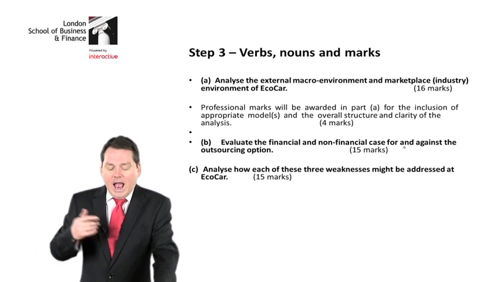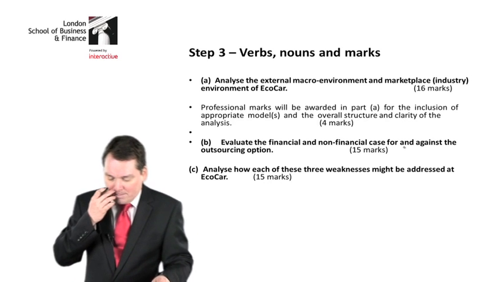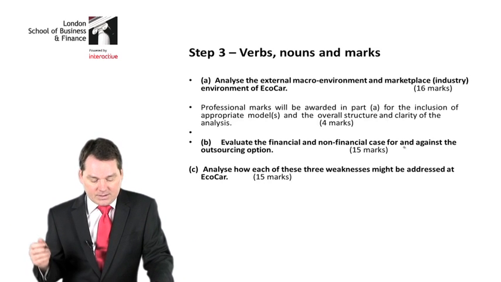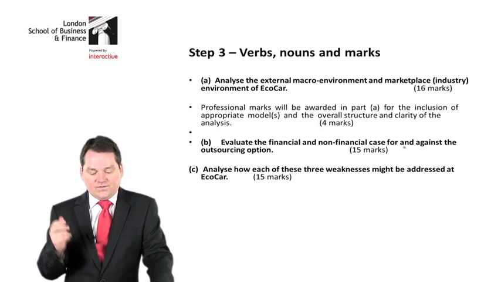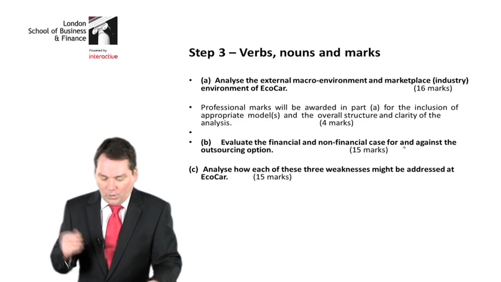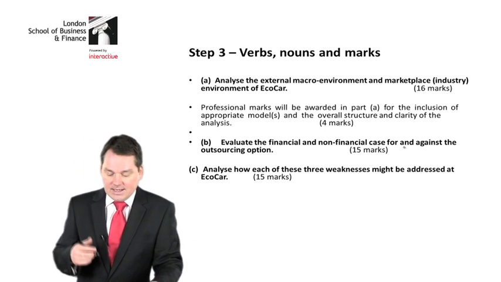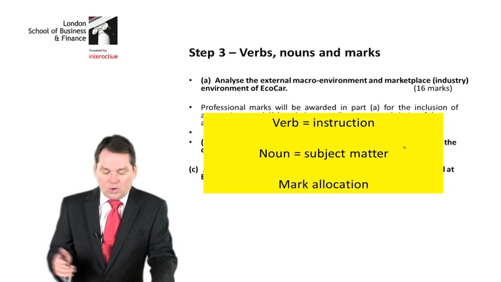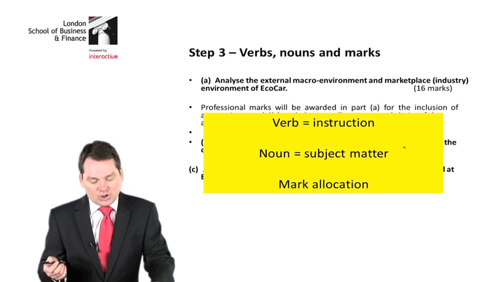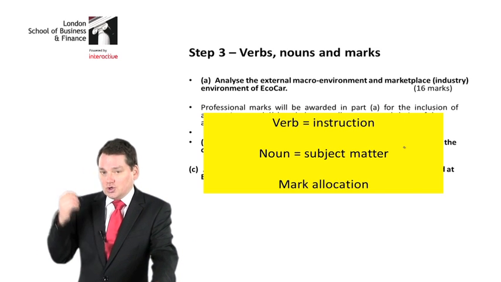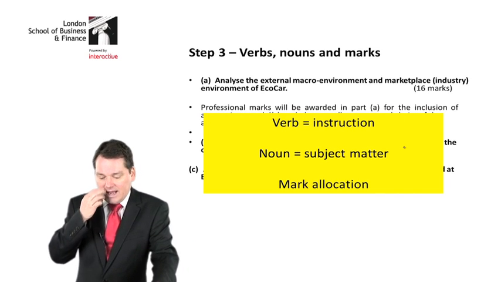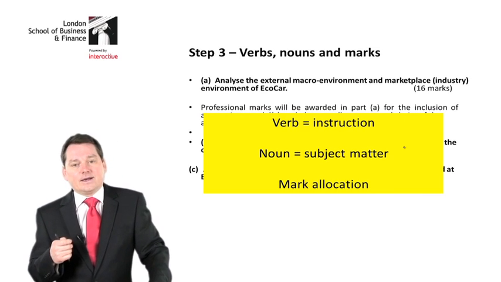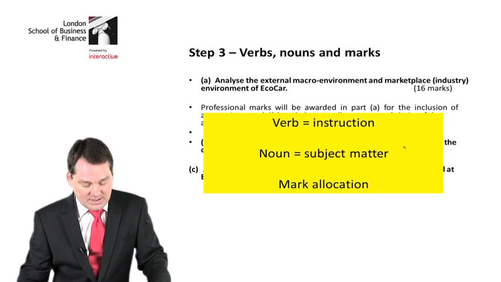So, analyse the external macro environment and marketplace environment of a particular company in Part A. Part B, evaluate the financial and non-financial case for and against something. And Part C, analyse each of the weaknesses. Okay then, so a verb is an instruction to do something. Do this, do that. A noun is what you are going to do it to. And mark allocation is how long you're going to have to do it.